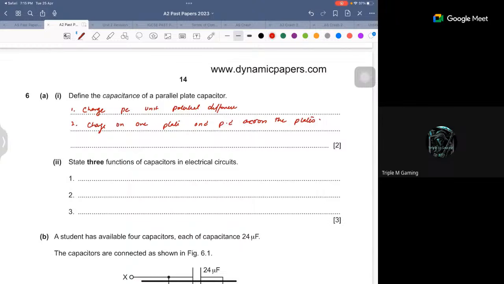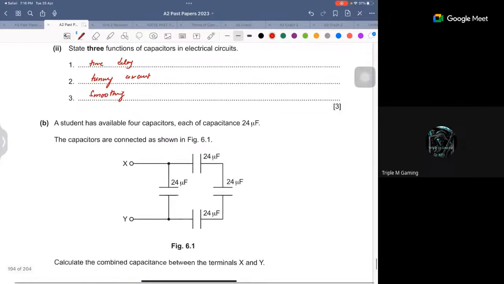So 3 functions I've given you, like a lot of them. You can write anything. If I were you, I would say time delay, buffer circuit. Buffer and time delay are the same. You can say tuning circuit. What else? You can say smoothing. You can say a surge protection device. You can also say you can basically use it to control the amount of direct current. But you can write any three functions you want to.